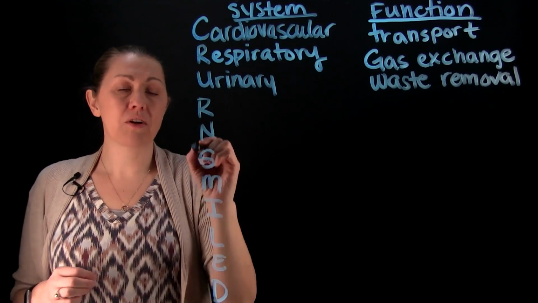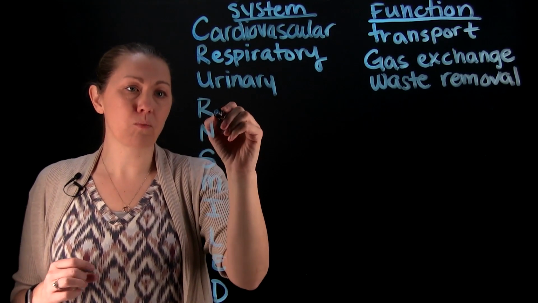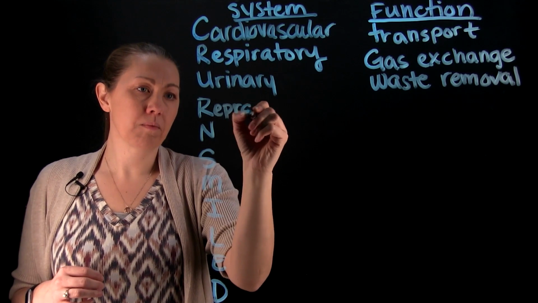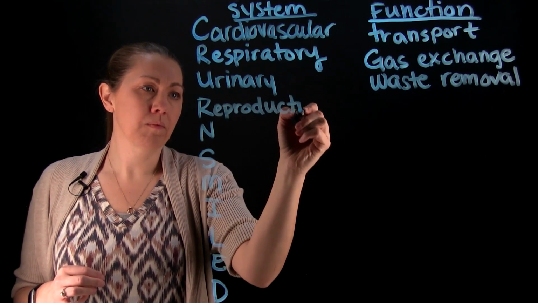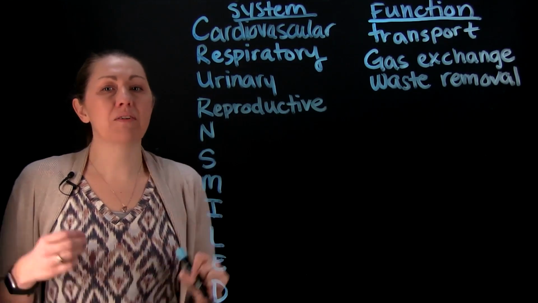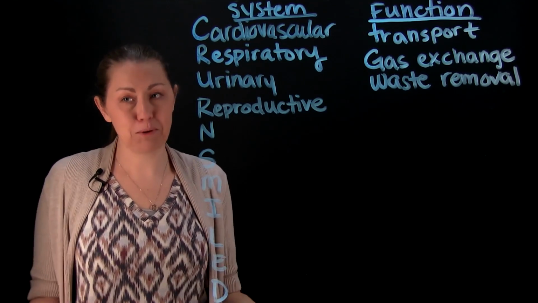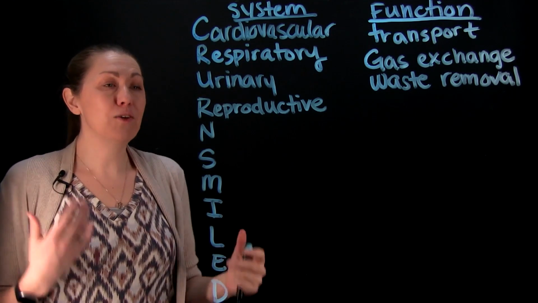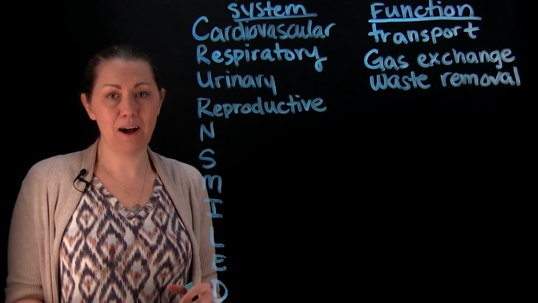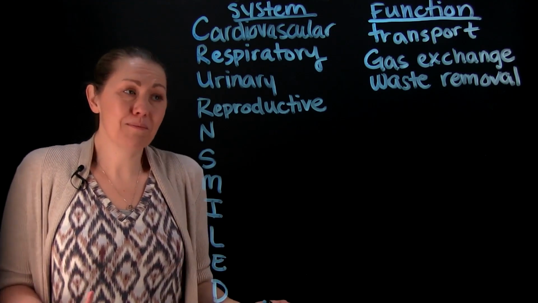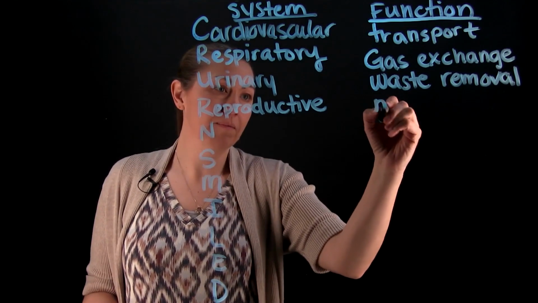All right, our next R, so there's 2 systems with R, is reproductive. With the reproductive system, don't define it by using the term. So don't say the function is reproduce. What does reproduce mean? Again, use things in the language that you're used to in common conversation. So reproductive system makes babies. That's its function.